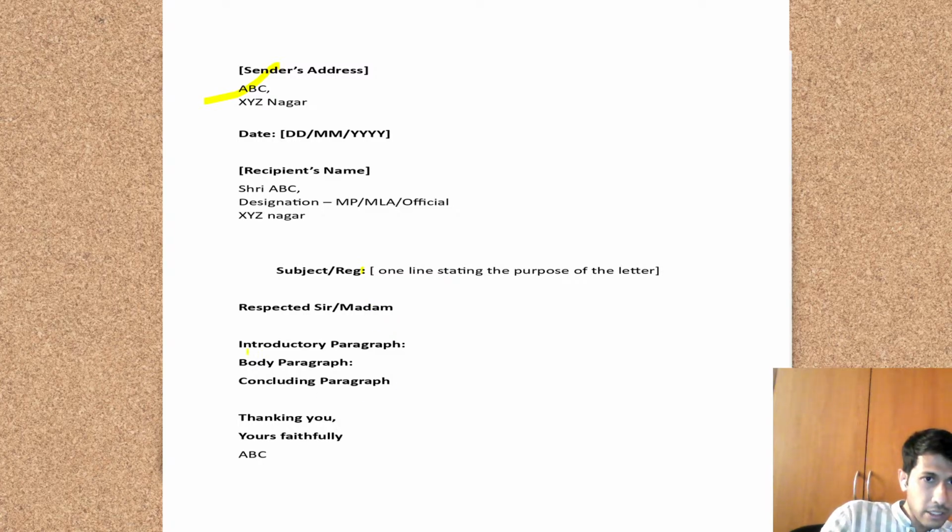Then you go back to the margin and you start with respected sir or respected madam, not both. Then you write the introductory paragraph. I'm writing this letter to you to bring your attention to the refusal of the SHO to undertake an FIR after my bike was stolen. This is the introductory paragraph. In the introductory paragraph, you just set the premise. In the body paragraph, further details come.